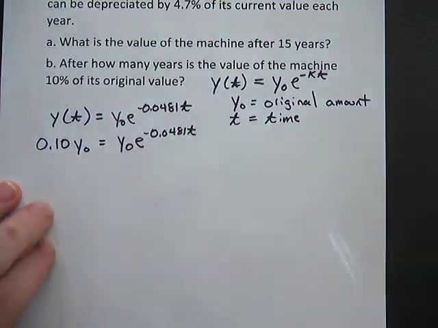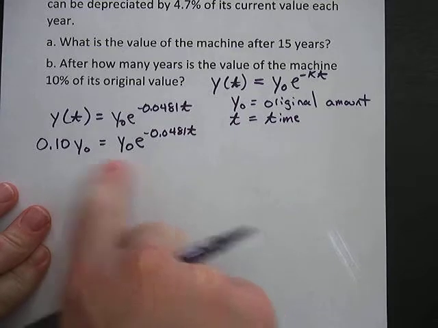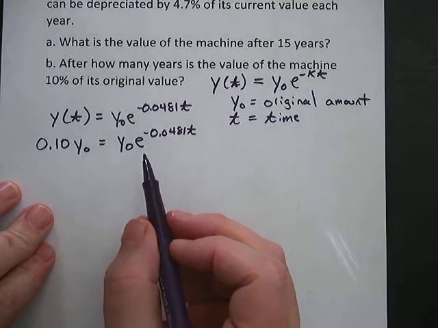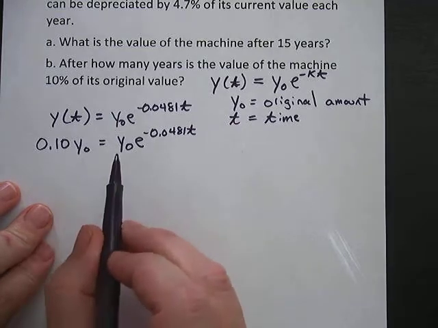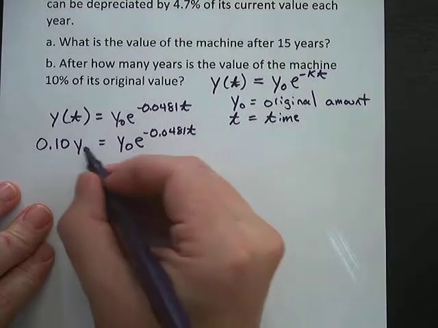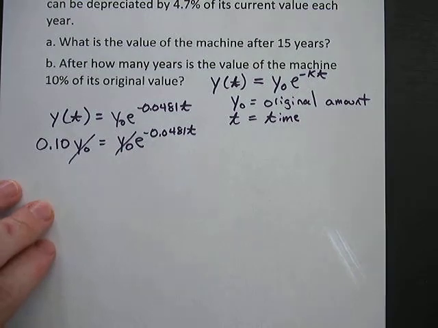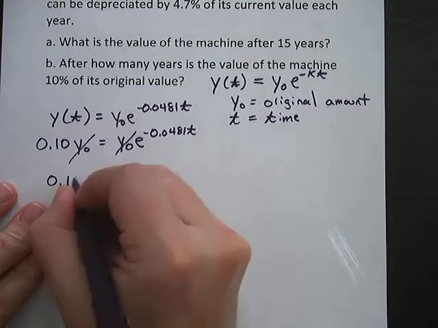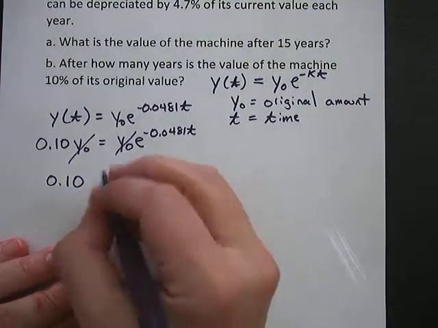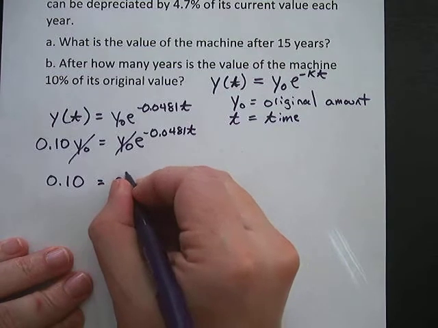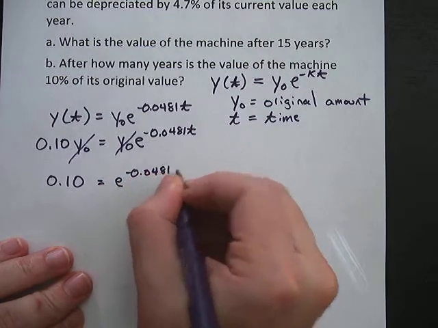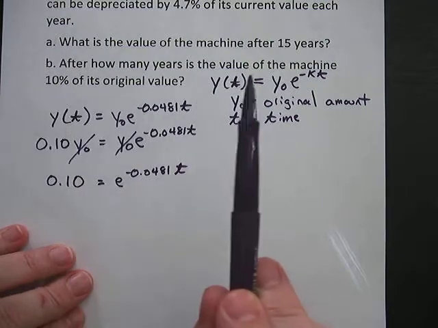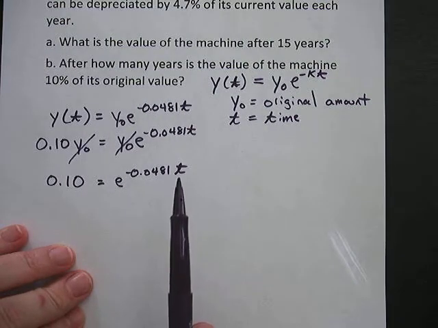0.0481 t. Now, as you can see, the y sub 0s, you can divide them again, so it doesn't really matter what the original value was in order to find out this question. Because that original amount is going to cancel out anyways when we divide it on both sides. So you get 0.10 or 0.1, equals e to the negative 0.0481 t. This time, it says after how many years, we're looking for the t. We're looking for this right here.